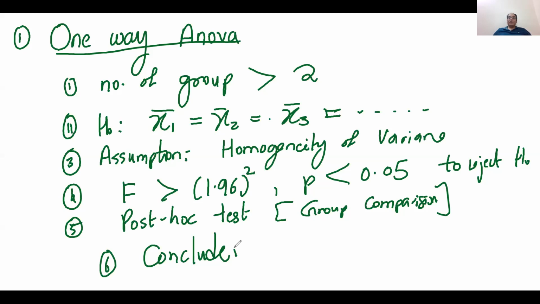And what conditions do you require to reject the null hypothesis? That F should be greater than approximately 4, because 1.96 is approximately 2, so the square of 1.96 is around 4. So if the F statistic is more than 4, you can reject the null hypothesis. And the p-value should be less than 0.05 here. And then we will see the post hoc test. I will explain this post hoc test also and conclude.